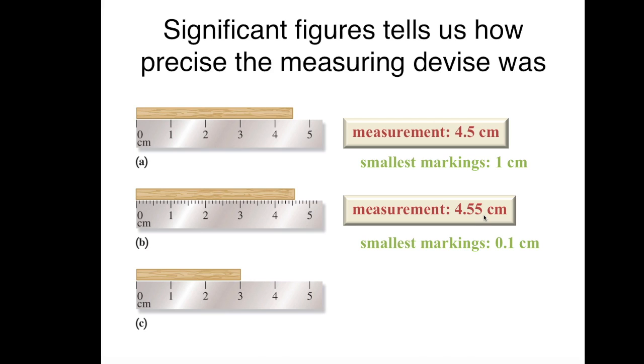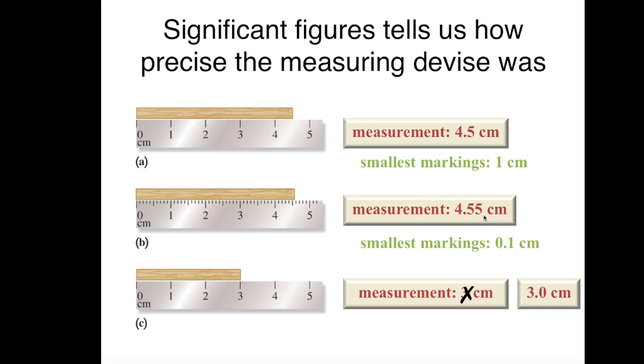Let's try C. What would you record the length of the stick in C to be? I'll give you some time. Did you say 3 centimeters? That was the tricky one. If you did, it is not correct, right? Again, what was the smallest marking, you should ask yourself. The smallest marking was 1 centimeter, which is in the 1's place. So you must make your recording to be in the 10th position. So the actual measurement turns out to be 3.0 centimeters.